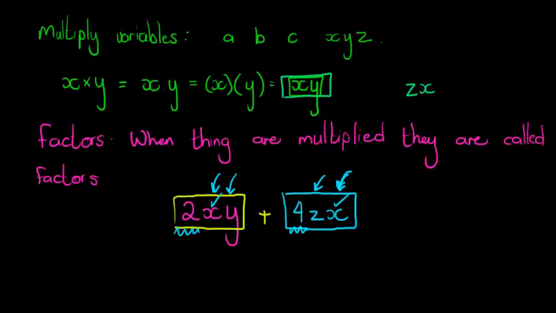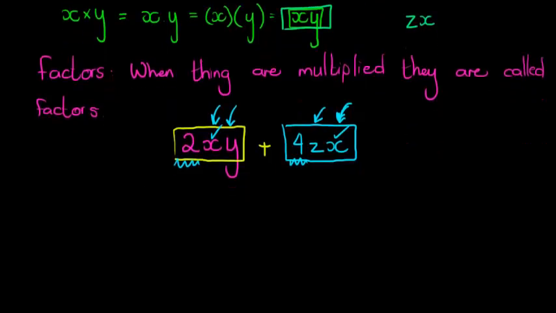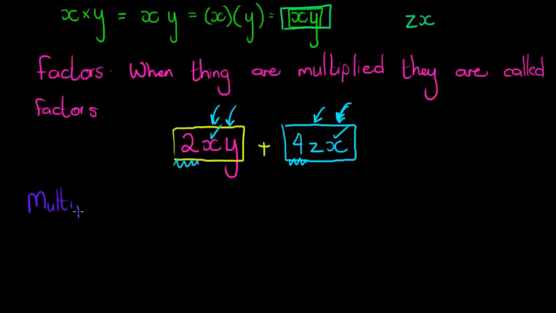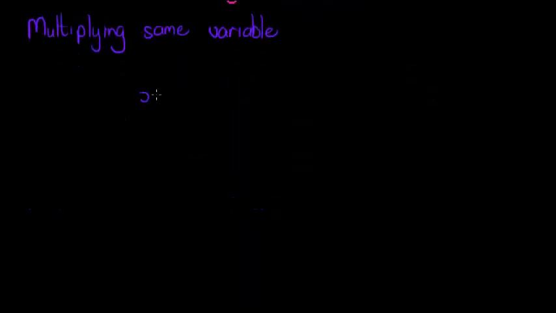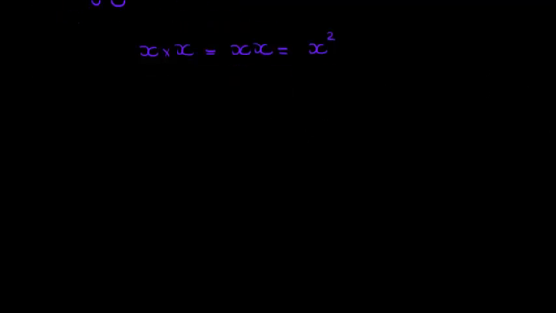Now what if we were multiplying same factors? Same variables, I mean. In other words, I'm talking about multiplying same variables, like x times x. What happens if I'm saying x times x? What we looked at before is just writing this as xx. But instead, in mathematics, we have another notation for this. When I'm multiplying something by itself, I can change its exponent. I write it in this format, x to the power of 2.